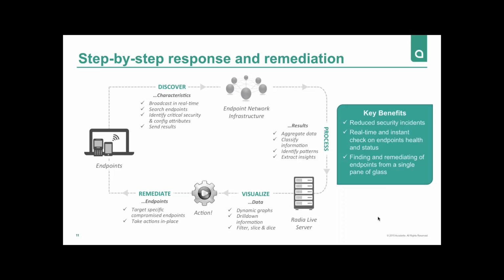We process the results, we aggregate, classify, identify patterns, and extract. All of this processing of information takes place in a variety of different servers that are part of Radia Live itself. Okay, and then it immediately goes into this visualization mode and comes up with these dynamic graphs, pie charts, bar charts, whatever makes sense for the kind of information you are seeing, and will immediately present that information onto the screen. And from there, you can take action and remediate, and then it's a virtuous cycle, and it will go back and affect the endpoints ultimately.